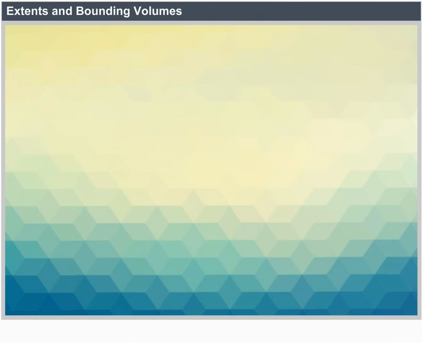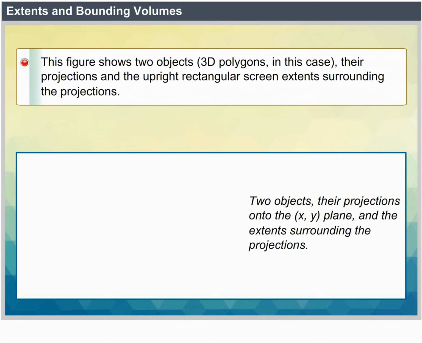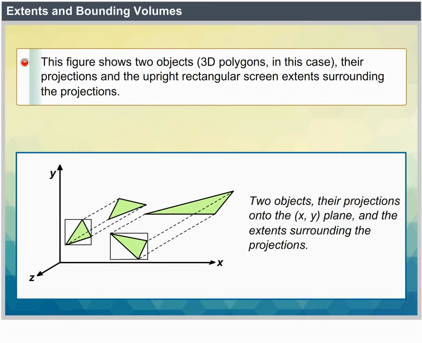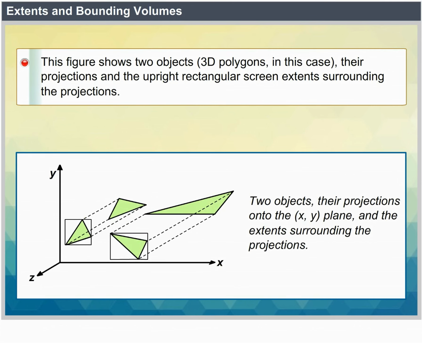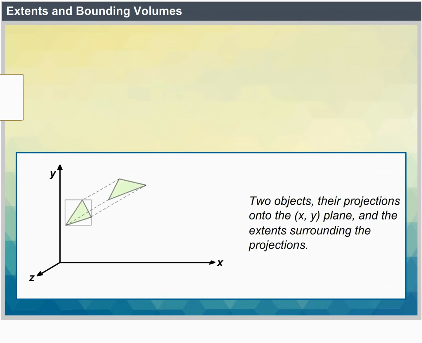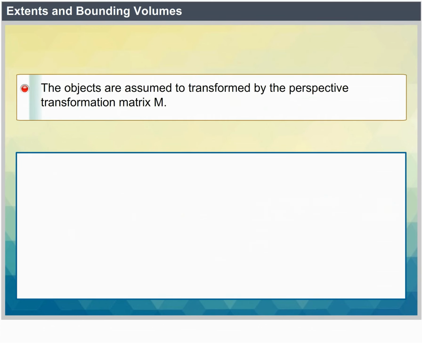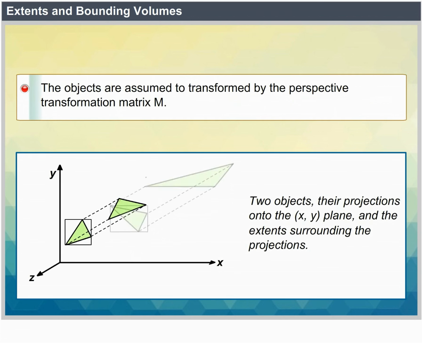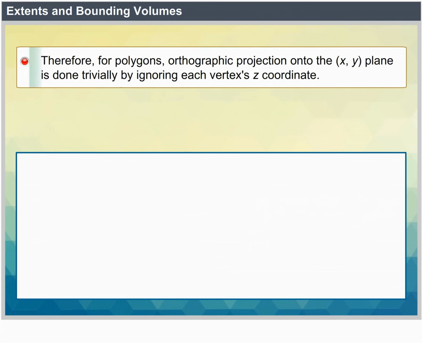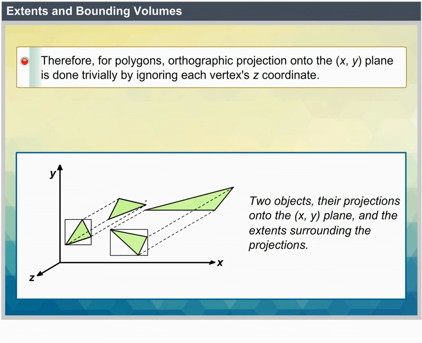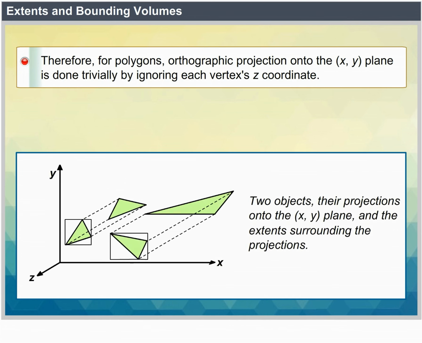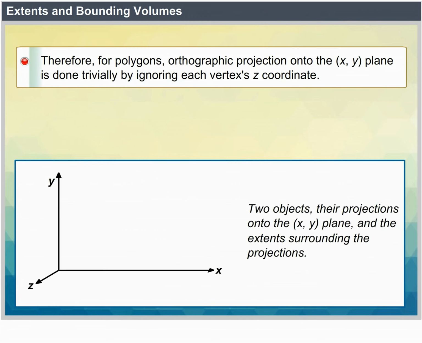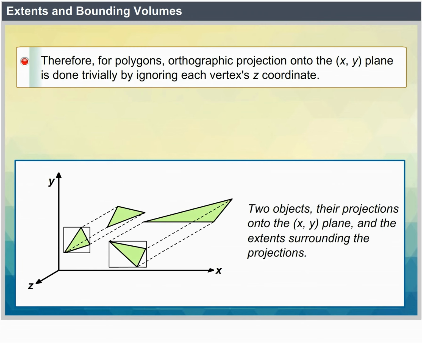Extents and bounding volumes. This figure shows two objects, 3D polygons in this case, their projections, and the upright rectangular screen extents surrounding the projections. The objects are assumed to have been transformed by the perspective transformation matrix M. Therefore, for polygons, orthographic projection onto the xy plane is done trivially by ignoring each vertex's z-coordinate. In the above figure, the extents do not overlap, so the projections do not need to be tested for overlap with one another.